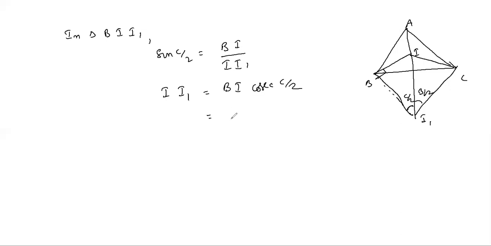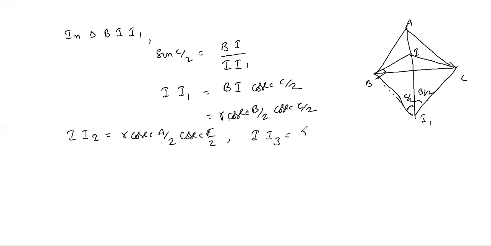But we know the distance from the in-center to the vertices: R cosecant A by 2, R cosecant B by 2, R cosecant C by 2. So BI is R cosecant B by 2, times cosecant C by 2, so this is the distance II1. Similarly, II2 is R cosecant A by 2 cosecant C by 2, and II3 is R cosecant A by 2 cosecant B by 2. These are the distances from the in-center to the excenters.